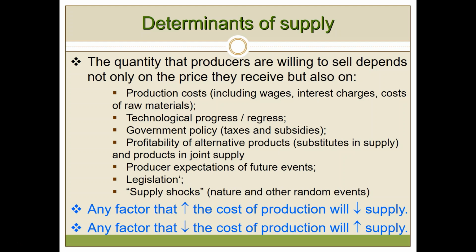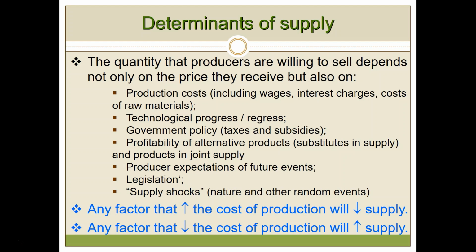The quantity which producers are willing to sell depends not only on the price, but also on production costs, which include all costs associated with supplying their product to the market: labor costs, interest charges, cost of raw materials, etc. It depends on technological progress, government policy, taxes, subsidies, and so on, profitability of alternative products or substitutes in supply, and products in joint supply as well, producer expectations of future events, legislation, and so-called supply shocks, some other random events which can distort supply.